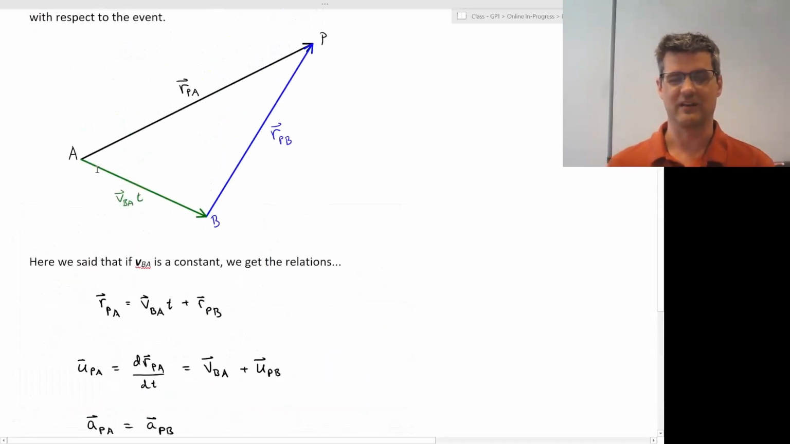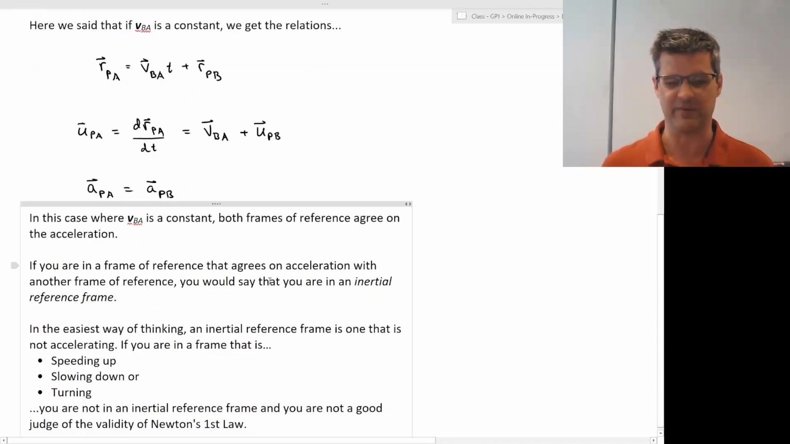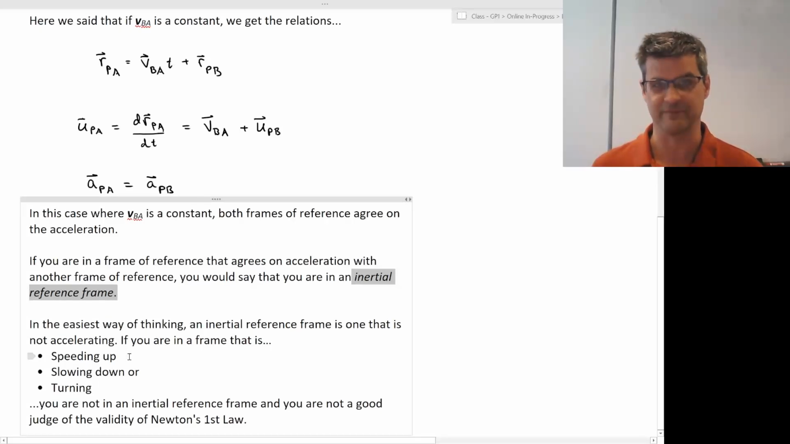We can be observer A, or we can be observer B, and we're all going to agree on the acceleration of point P as long as point B does not accelerate. It can have a constant velocity, it can't accelerate. And if that is true, if B only has a constant velocity, everybody agrees on what the acceleration of point P is. So if you are in some reference frame that's not accelerating, that is called an inertial reference frame. That's what we're talking about.